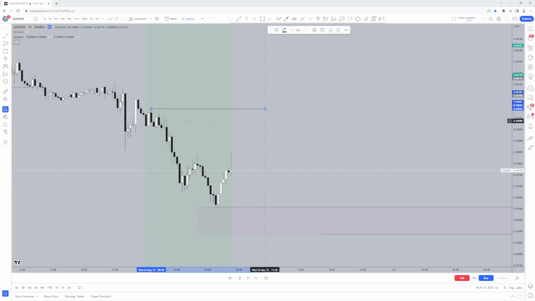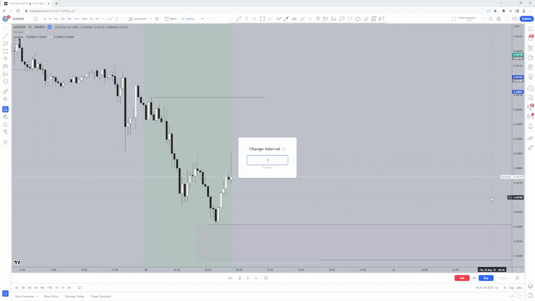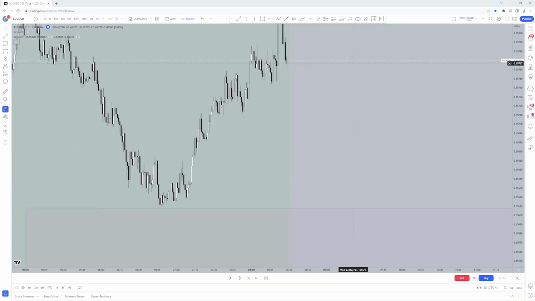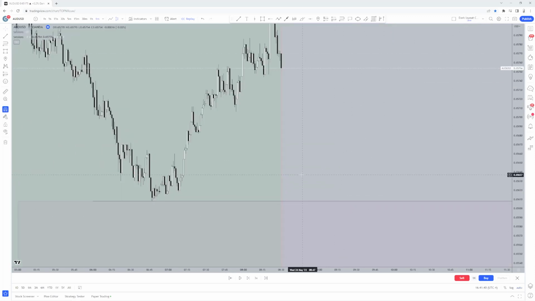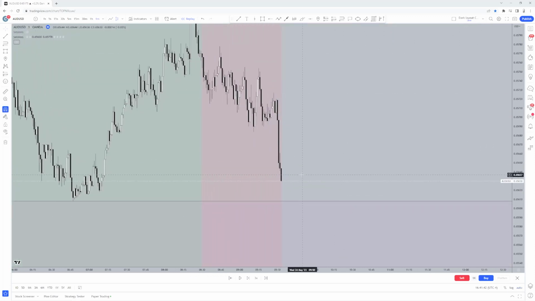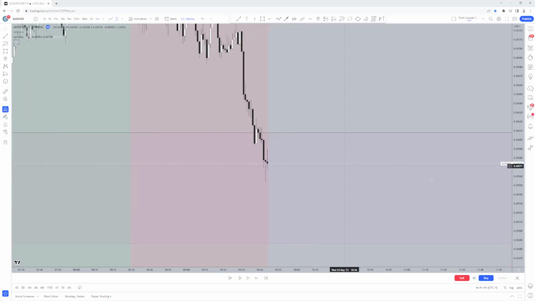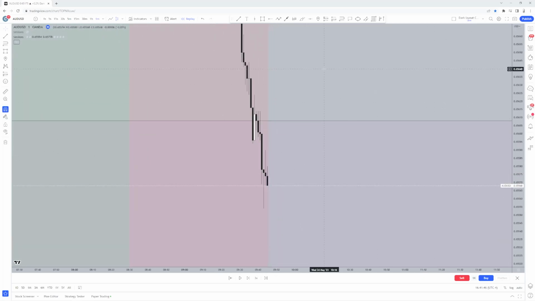Now the highest point is here between 12 and 8:30, and the lowest point I have highlighted right here. So we will be using this one. Do not mind these areas, by the way, at all. Let's wait for one of those areas to be breached, and we breach the lowest area. The change of character now would happen.